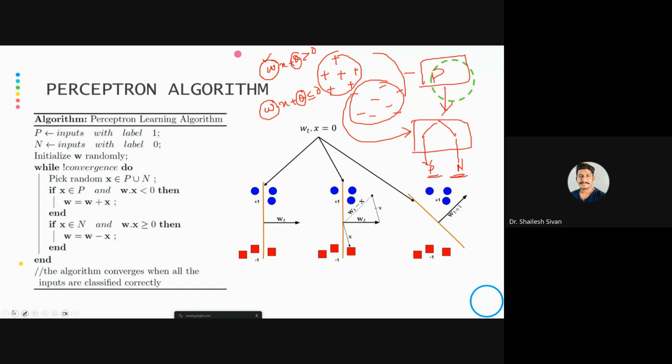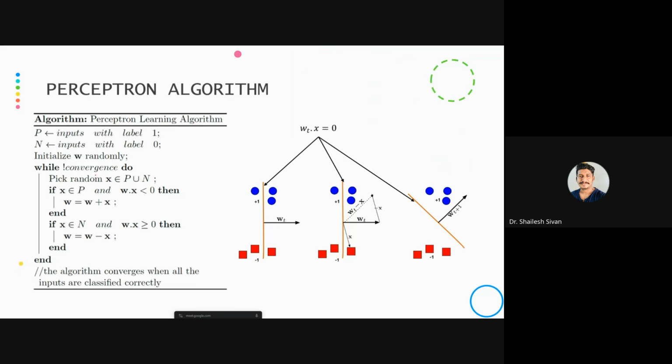It is actually happening through an algorithm called the perceptron learning algorithm. What is happening in the perceptron learning algorithm? In it, the input is what? A set of all data observations, and some of them are positive points and some of them are negative points. So these will be labeled with 1 and these will be labeled with 0. So we have a large amount of data.